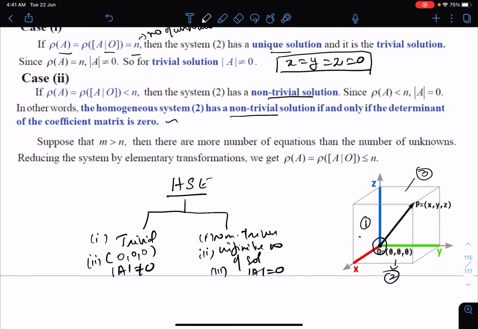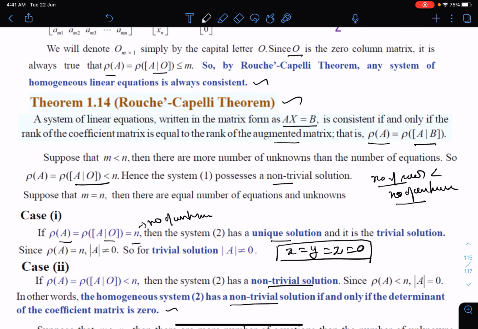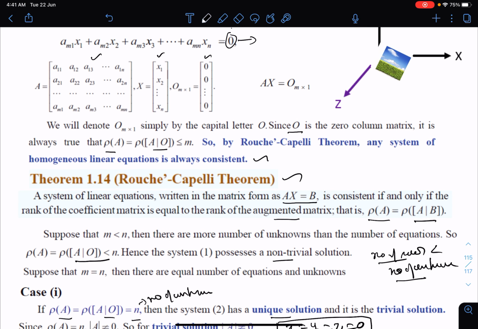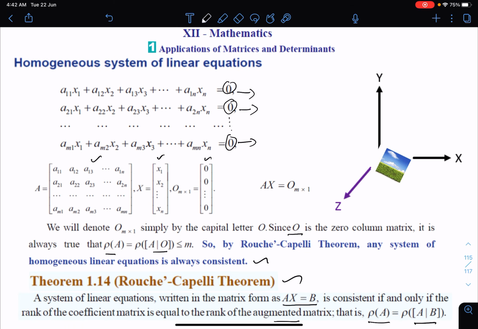This is the introduction to the homogeneous system of equations. If you remember this, it will be easy for us to go into our next exercise of solving the homogeneous system of equations. We are going to see how we get the trivial solution and how we get infinitely many solutions.